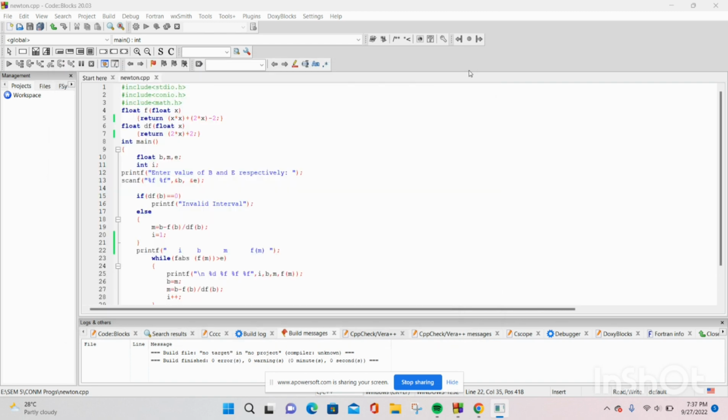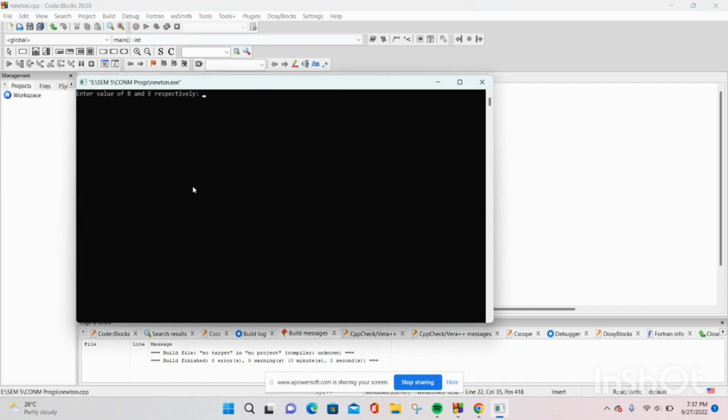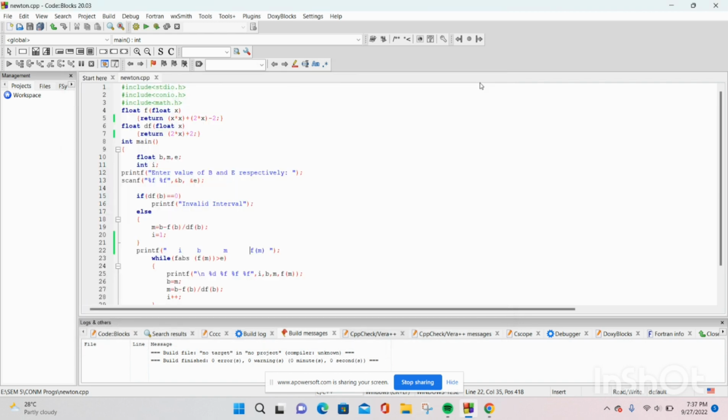Also, if we put minus 3 as value, we obtain another root such that m is equal to minus 2.732051 in 3 iterations. I have provided the code to obtain the root of the given question from the Newton Raphson method in the description of this video. Now let us go back to our question.